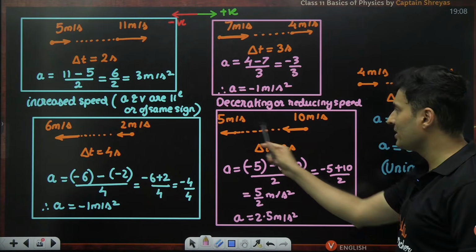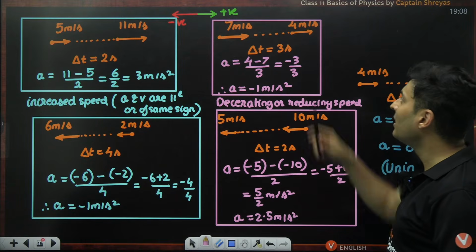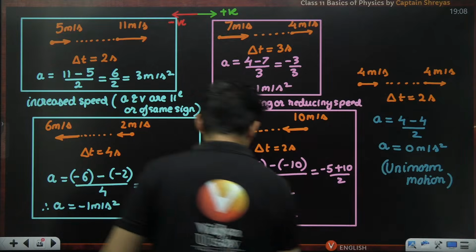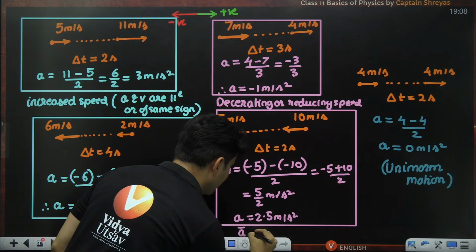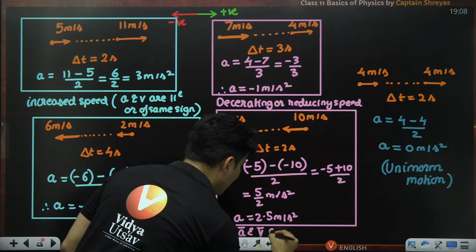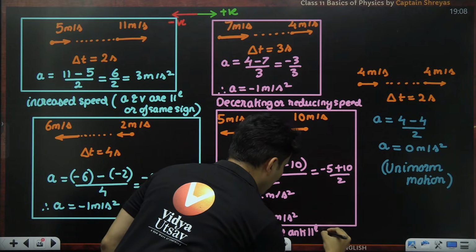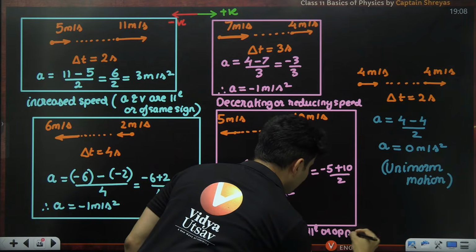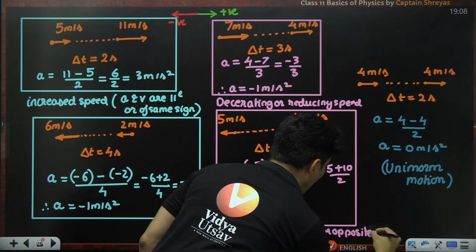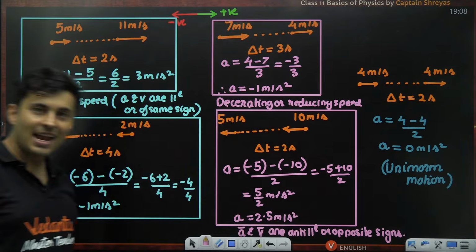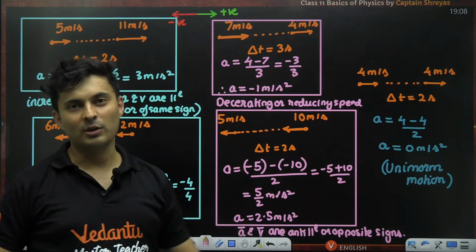Whereas if they are of the opposite signs, check this. Acceleration is positive, velocity is negative, -5, -10. Velocity is positive, acceleration is negative. That's it. So acceleration and velocity are anti-parallel, or of opposite signs. Then you can say the speed is reducing.